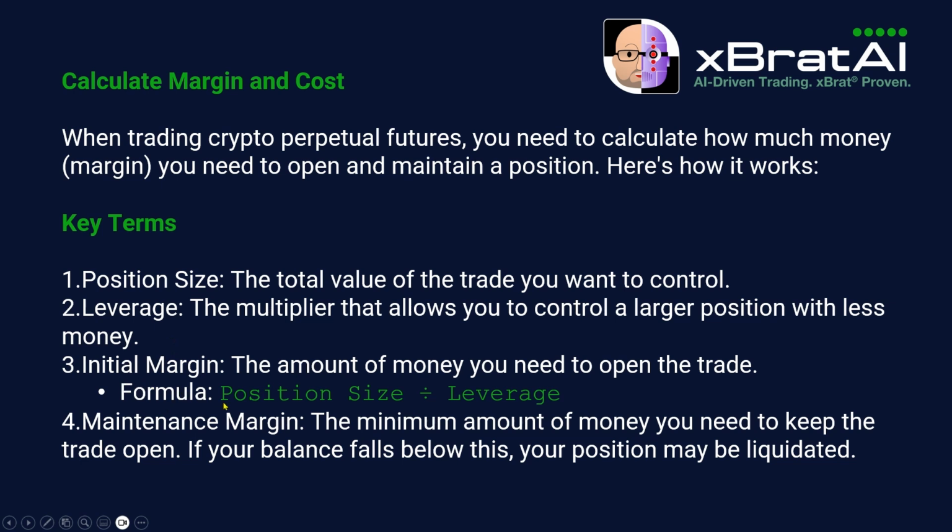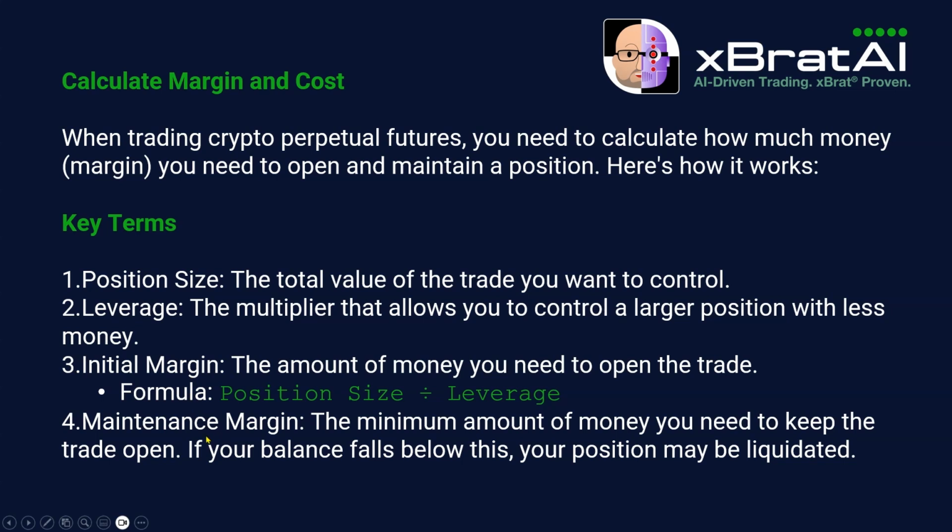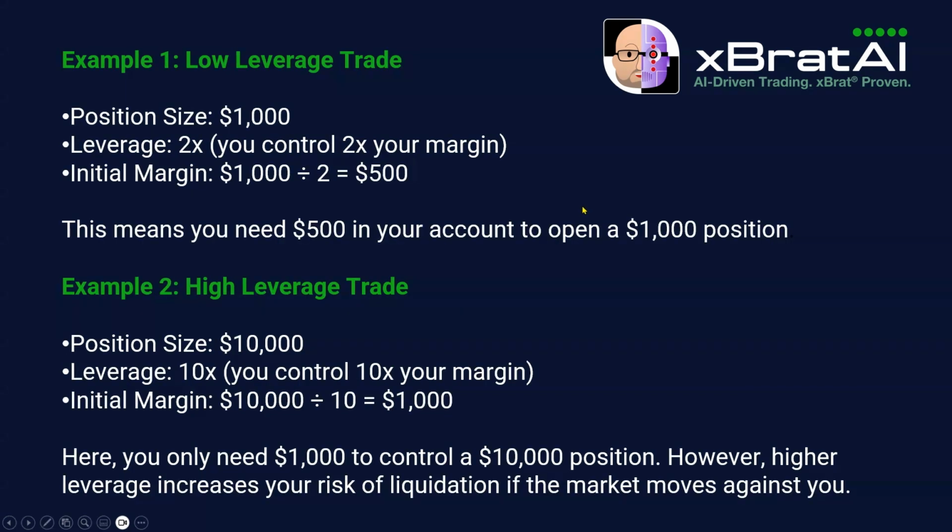The initial margin, which is the amount of money you need to open the trade. There's a simple formula for this: position size divided by leverage. Don't worry, all platforms use a similar tool and it works that out for you, but I just wanted to go through the basics. And then we have the maintenance margin, the minimum amount of money you need to keep the trade open. So if your balance falls below this, your position may be liquidated.